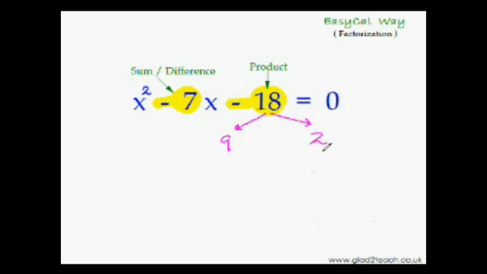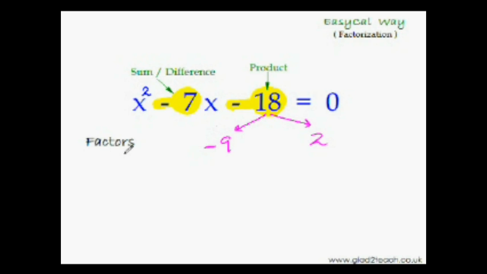Now we can adjust the signs. Since the difference is minus 7, that means the bigger number out of these two numbers must have been negative. So definitely 9 is the bigger number. So make it negative. And that takes care of the negative product as well. Minus 9 times 2 is minus 18. And the sum of minus 9 and 2 is minus 7. That's perfect. And with that, we have got the factors of a quadratic equation.